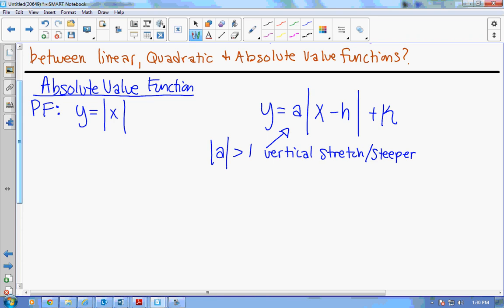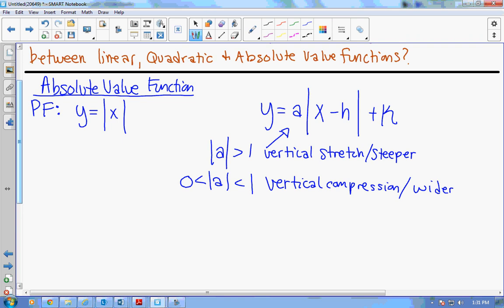When do we get a vertical compression? Not necessarily less than 0. When a is between two numbers, 0 and 1. When it's a fraction, it could be a decimal as well, but generally we write it as a fraction. Between 0 and 1, it's a vertical compression, which gets it wider and flattens out the arms. Like the fraction 1/5. If I go up 1, out 5, up 1, out 5, I'm going wider, way more than I'm going up.